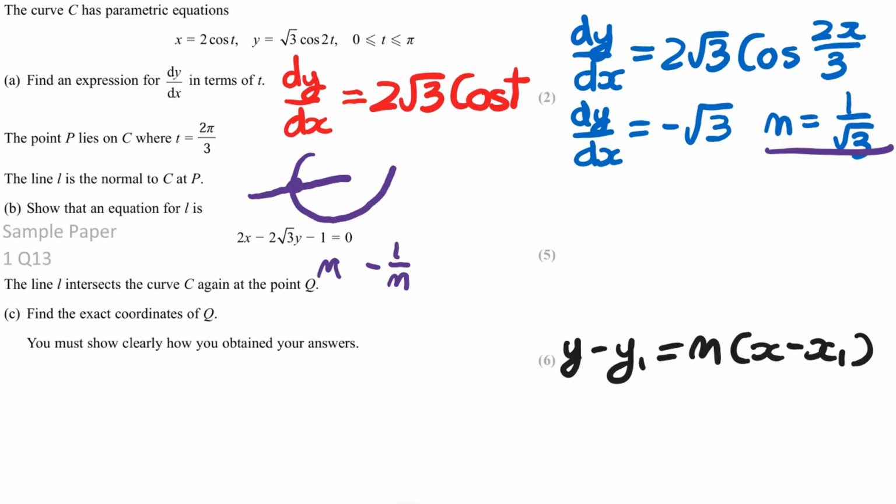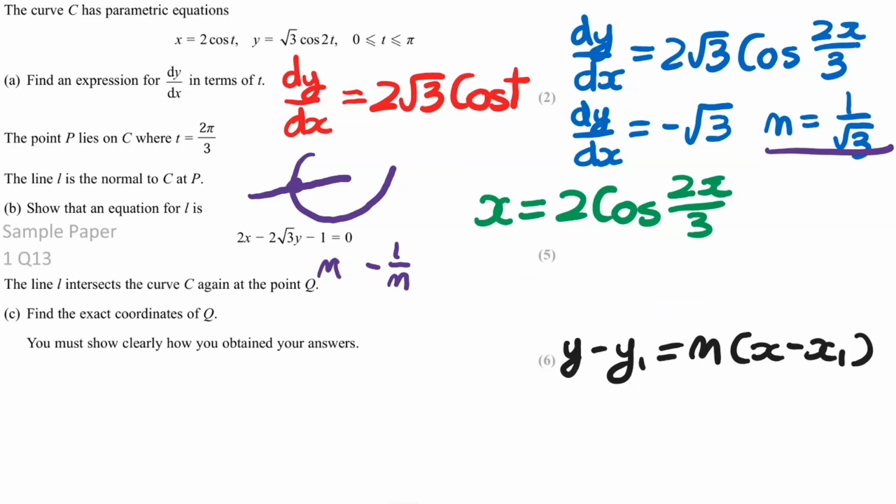So we have the gradient, now we need a coordinate on the normal, and we're told that the normal is at point P. So that means a point on the normal is this point P. So therefore what we can do, as we're told that the point P lies on the curve where t is equal to 2 pi over 3, we can just use these parametric equations up here in order to sub t is equal to 2 pi over 3 into them in order to find out what the x and y coordinates are at this point, and then we can use this coordinate on the normal. So therefore that's what I've done down here. So x is equal to 2 cos t, and I've subbed in 2 pi over 3.